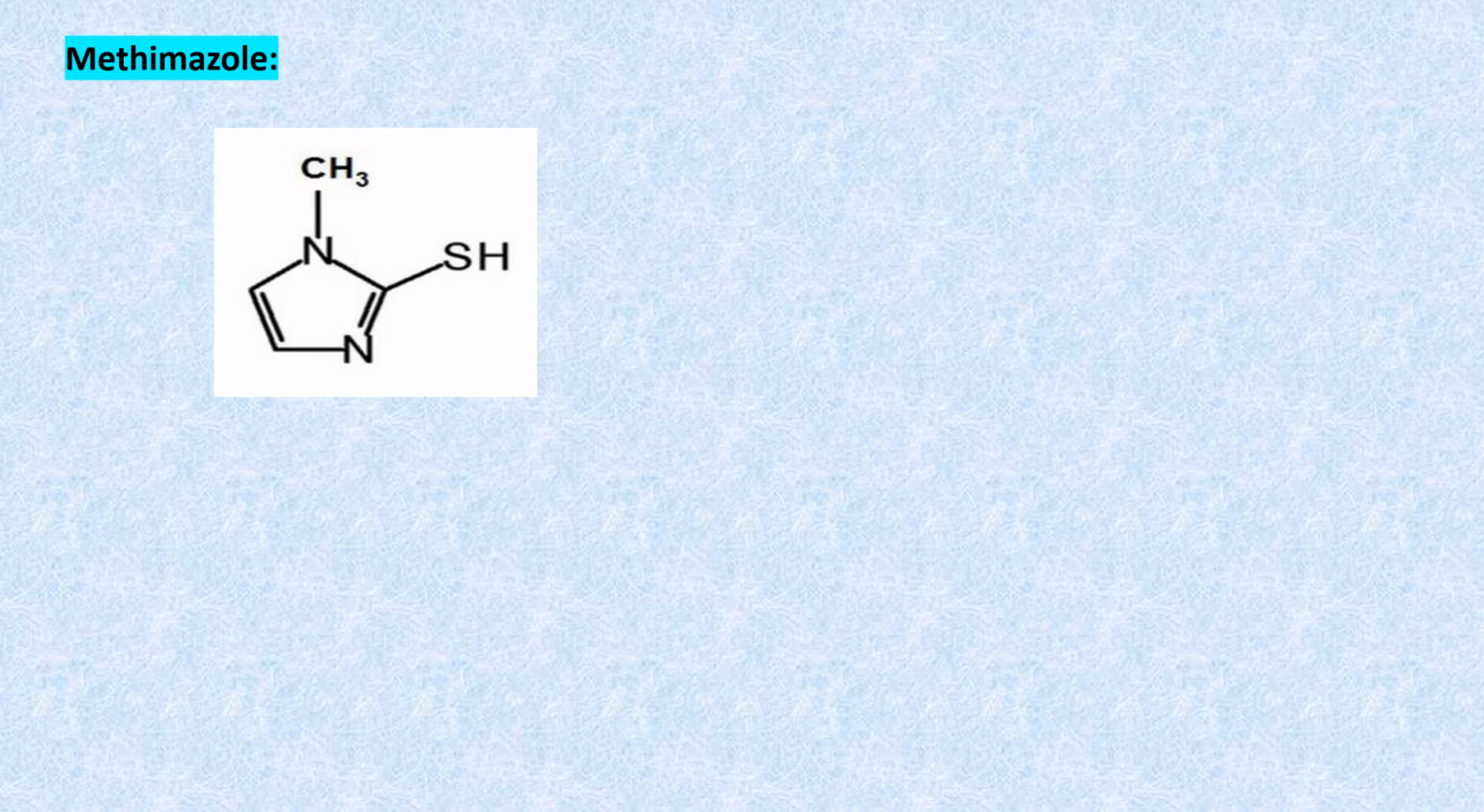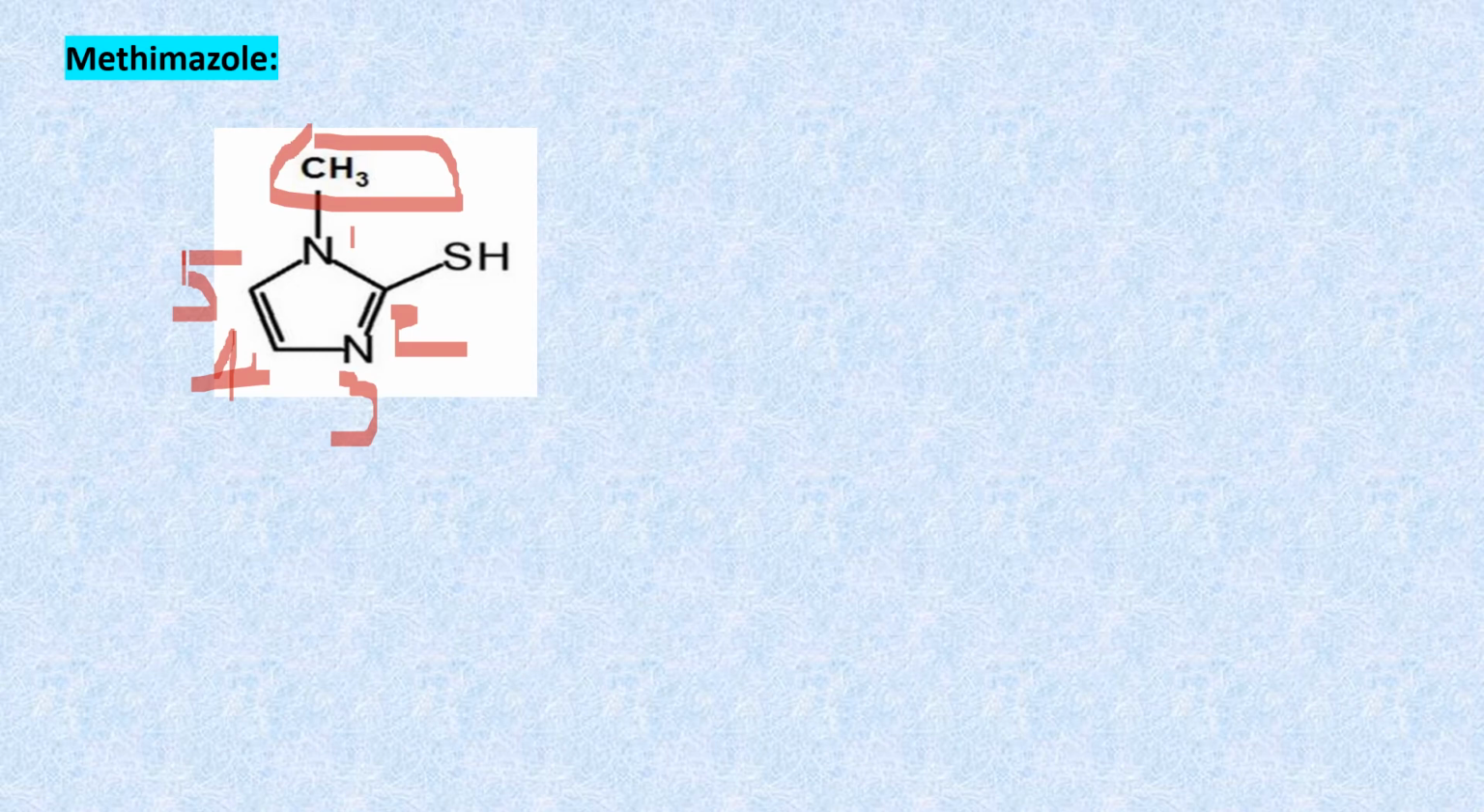Then give the numbering to the structure. This is 1, 2, this is 3, this is 4, this is 5th position. This is your first, this is second position, third position, fourth, fifth. After that, identify the substituent groups. At first position, what is the group? That is methyl group, and at second position, thiol group is present.